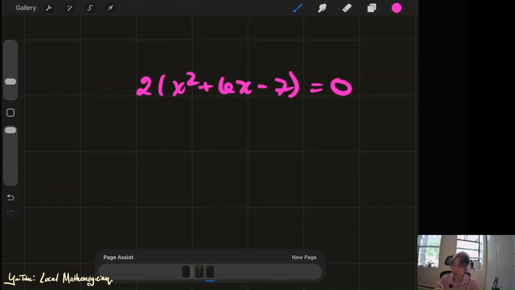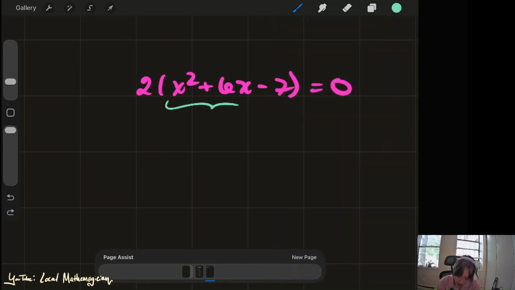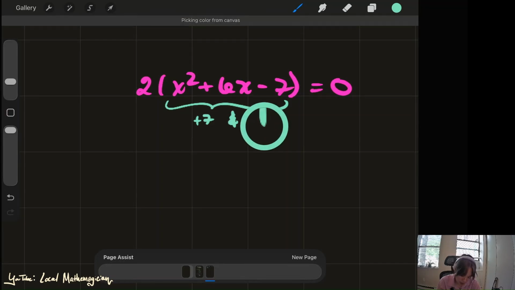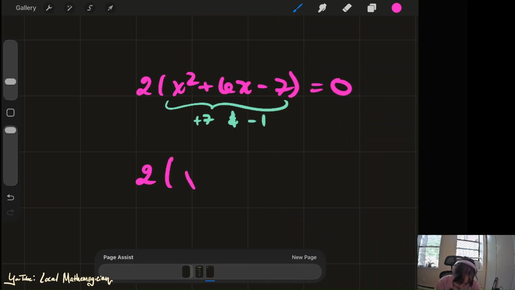And we know that internally, right, this can be factored into 2 different things, right? You know that multiplies out to negative 7, adds up to positive 6 is going to be plus 7 and minus 1, right? So this can actually be written as 2 times x squared plus 7x minus x minus 7 is equal to 0, right?